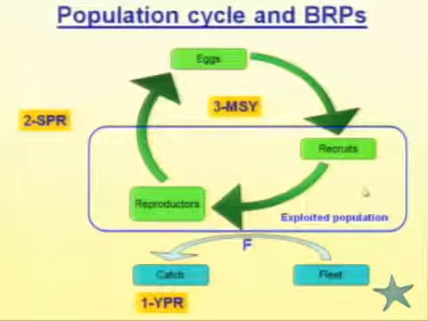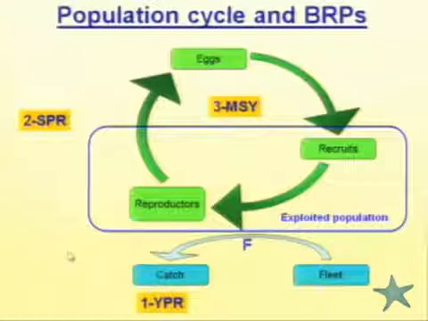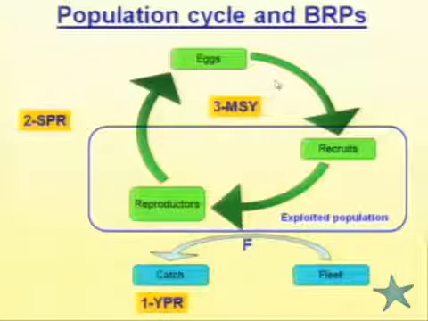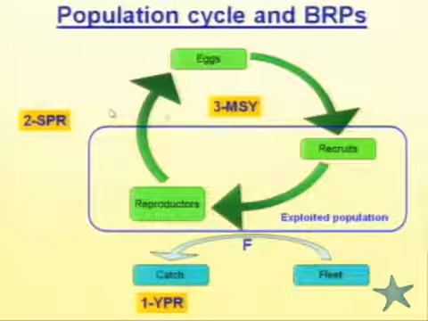This is the third family of reference points, that is what you call FMSY. In this case, we consider the whole cycle, but we have to take into account the stock recruitment relationship. That is, most of the time, a big problem. So the three families have pros and cons, and all of them are valuable to manage a stock.